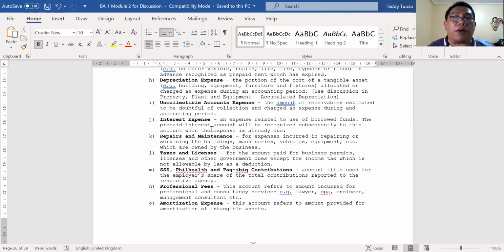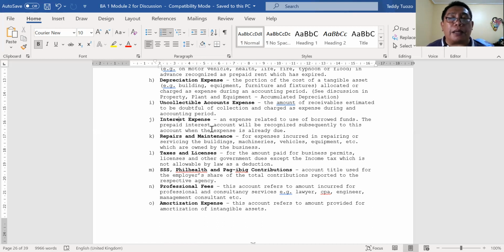Income taxes are not classified as taxes and licenses, but taxes and licenses are for the taxes that you paid to the BIR, only some items, not all. Taxes that you paid for your driver's license. Taxes that you paid for the mayor's permit or the municipal permit. Taxes that you paid for royalties for any government facility that you use or have rented are also classified as taxes and licenses.